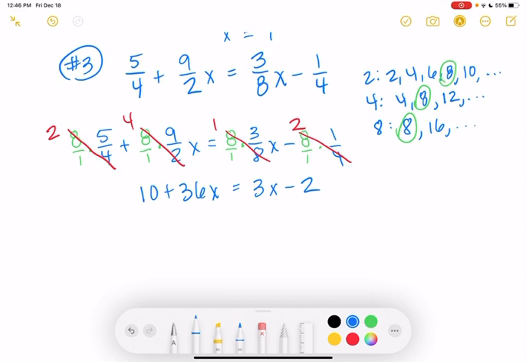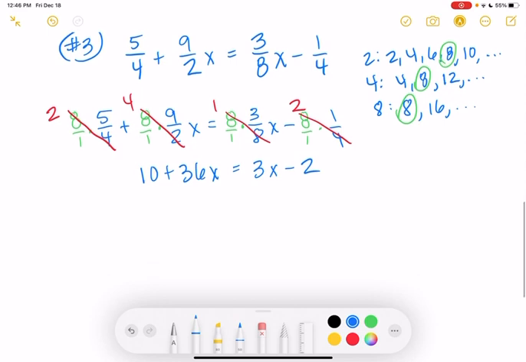All right, so now go ahead and take it from here, finish off the whole problem. Your final answer should be x equals negative 4/11. Okay, so take it from here, hit pause, push play when you're ready.